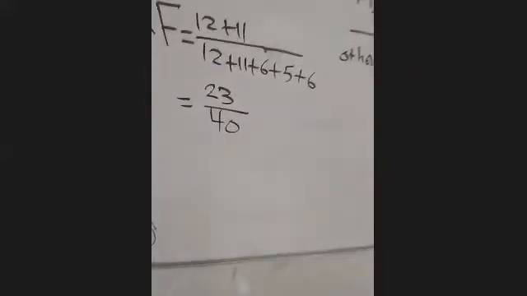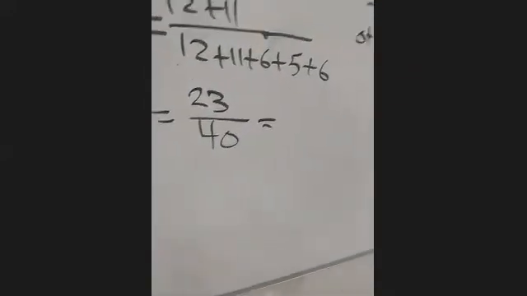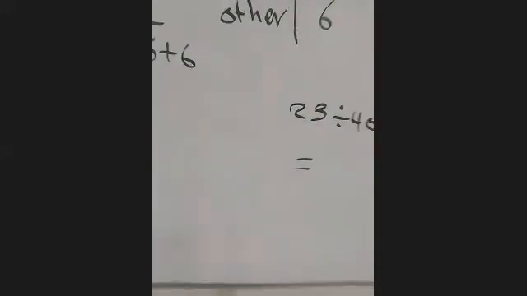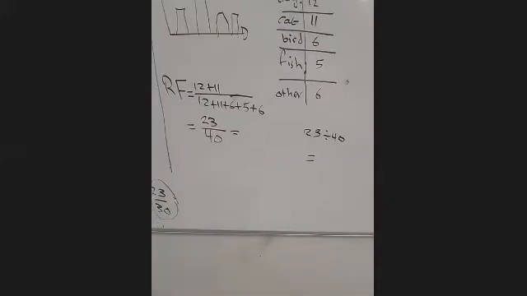Now let's make the division. This is already in simplest form, so we will divide it now. 23 divided by 40 will be what? 0.575. Let me use the calculator. Okay. 23 divided by 40 is 0.575. Excellent.